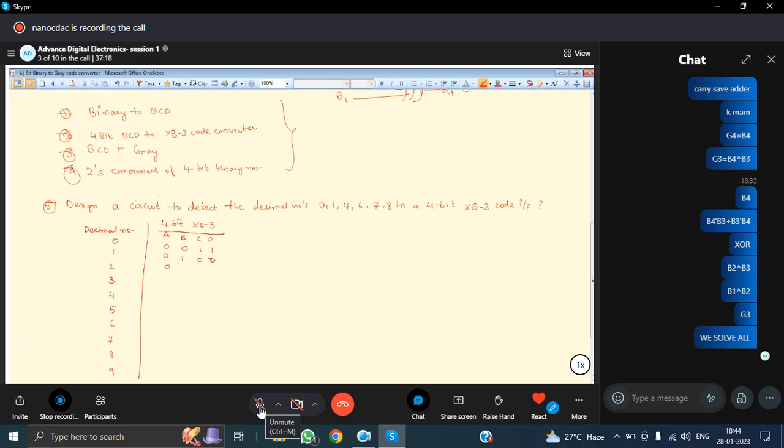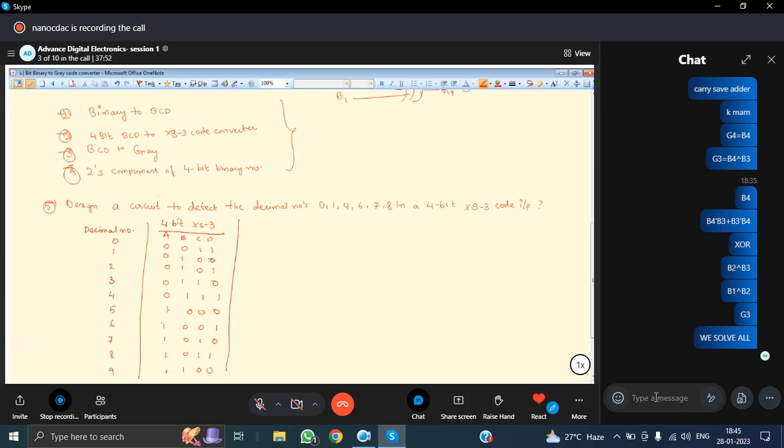For 2, 0, 1, 0, 1. For 3, 0, 1, 1, 0. For 4, 4 plus 3 is 7, so 0, 1, 1, 1. For 5, 5 plus 3 is 8, so 1, 0, 0, 0. For 6, 6 plus 3 is 9, so 1, 0, 0, 1. Then 1, 0, 1, 0. Next 1, 0, 1, 1. For 9, 1, 1, 0, 0. So these are the XS3 codes.